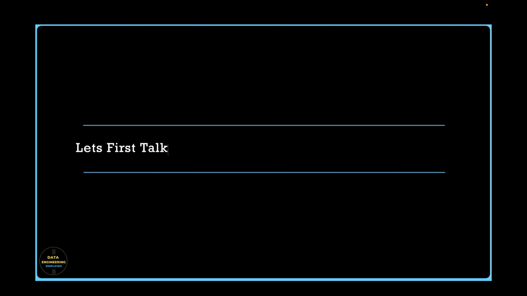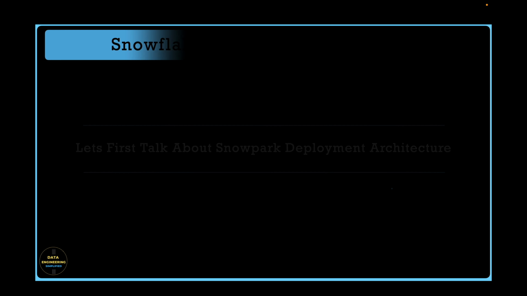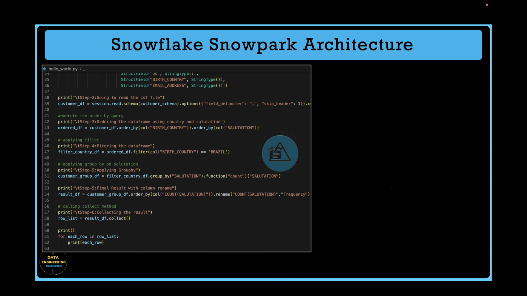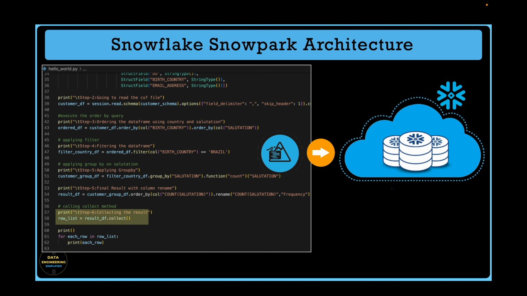Let's quickly review the Snowpark deployment architecture. You write your Snowpark code using the Python API, Scala API, or Java API. When you execute this code and your program reaches any action method, in this case a collect statement on line number 58, the entire data frame is evaluated and gets translated into a SQL statement. And that statement is finally executed in your Snowflake SQL engine.